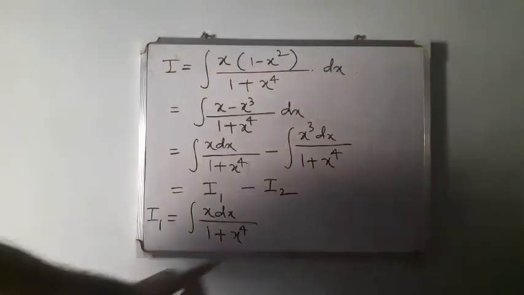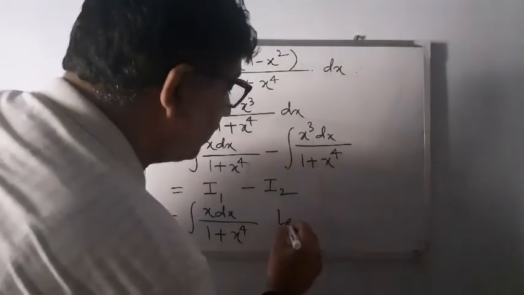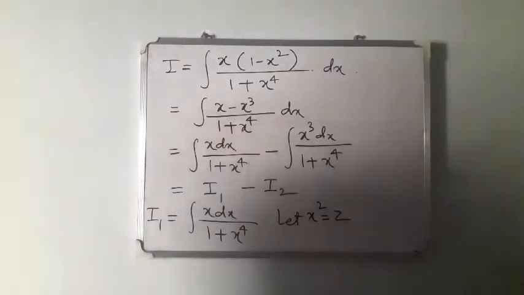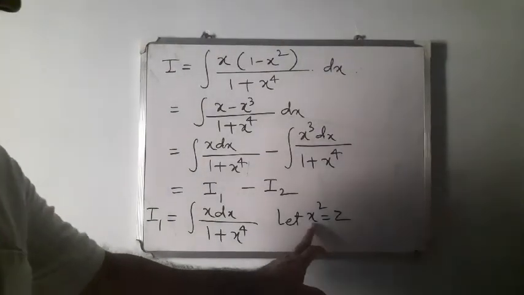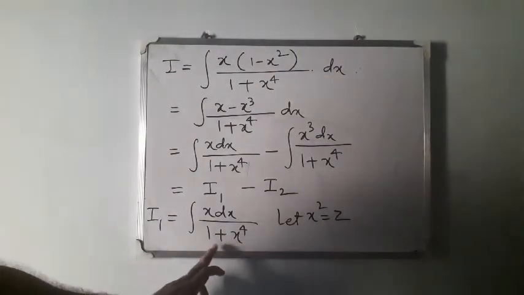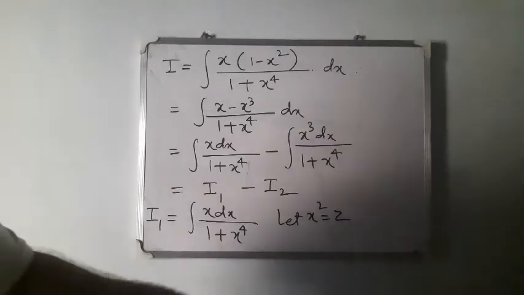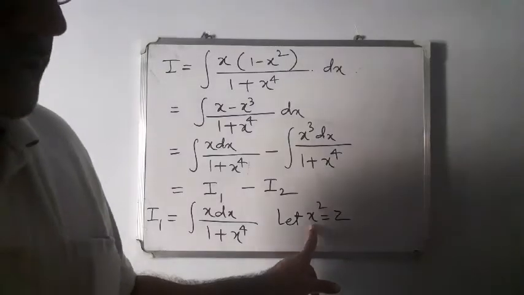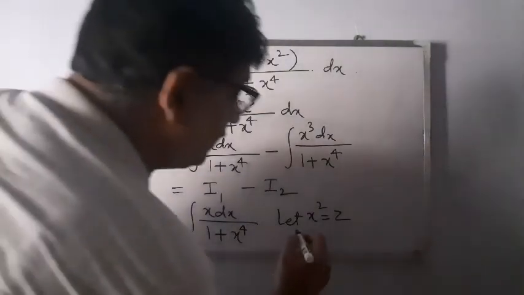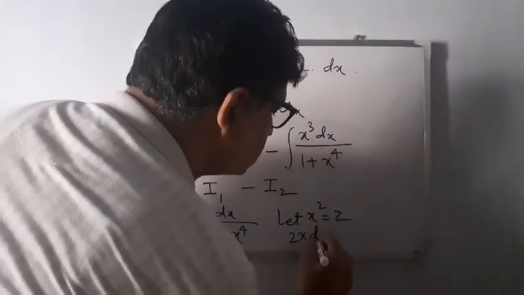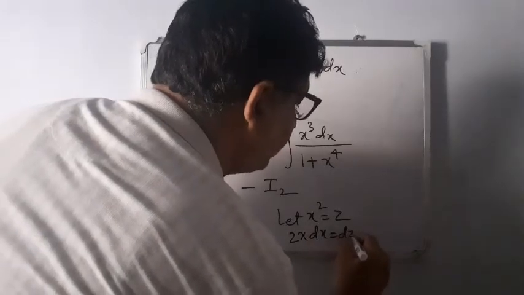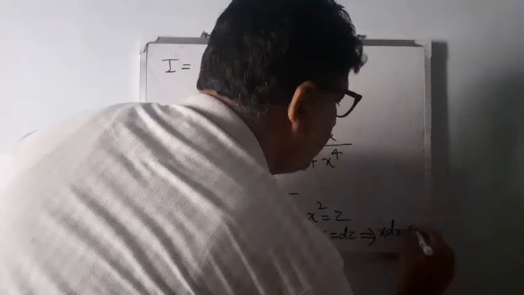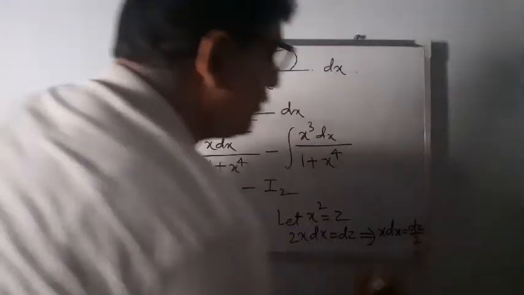Now if we assume x square is equal to z, then in the denominator you will have 1 plus z square. And differentiation of x square is what? 2x. So if you differentiate x square, you will get 2x dx is equal to dz, and this implies x dx is equal to dz by 2. This thing you are getting.